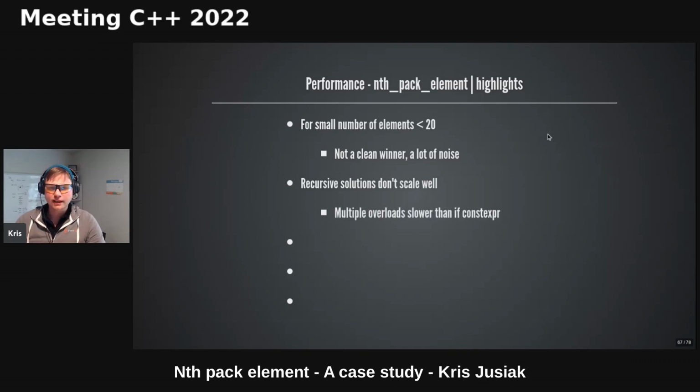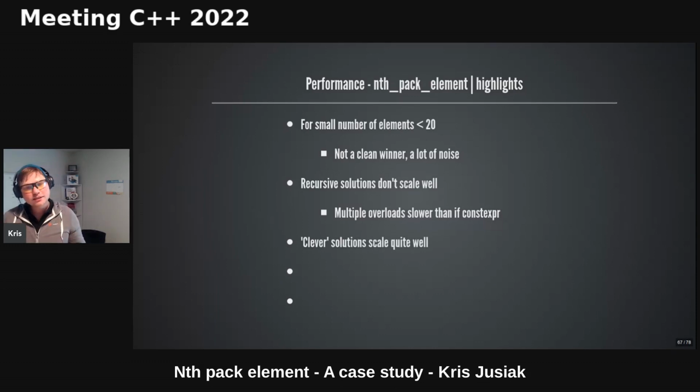Recursive solutions don't scale well. Multiple overloads are slower than if constexpr, that's proven as well. That's something which is maybe worth taking into your code. Clever solutions scale quite well in those circumstances for the N elements.